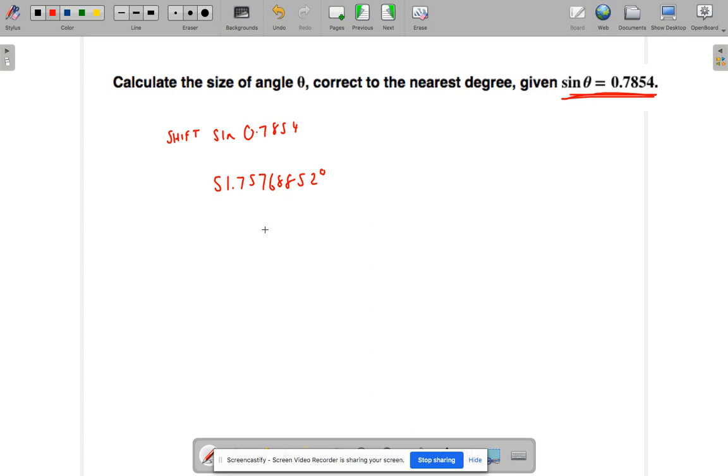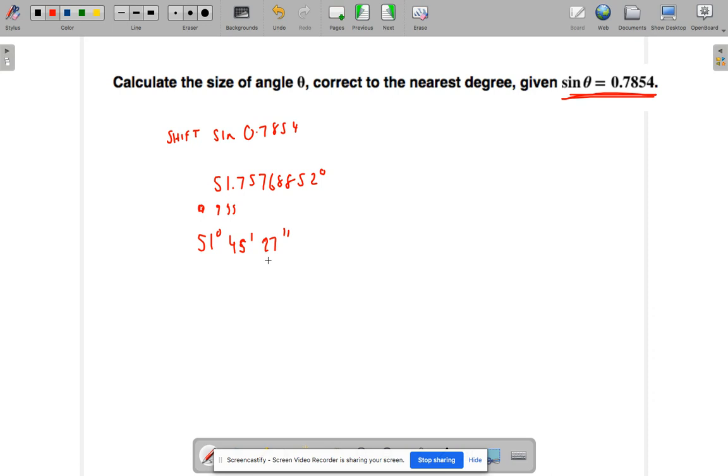We actually want our angle in degrees and minutes. So what we do now is we actually press the button with the degrees, minutes, seconds, so that one there. And if you press that, we get 51 degrees, 45 minutes, and 27 seconds, 27.68, but we'll just go to 27 seconds.